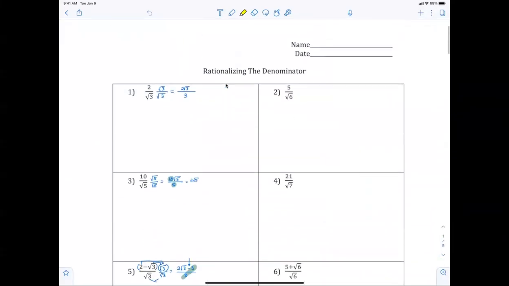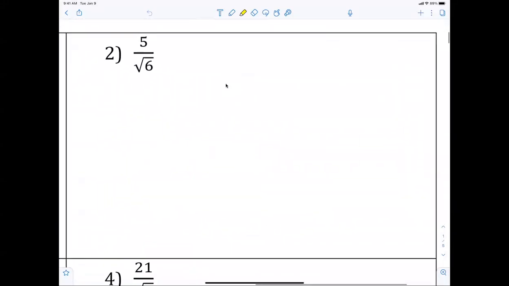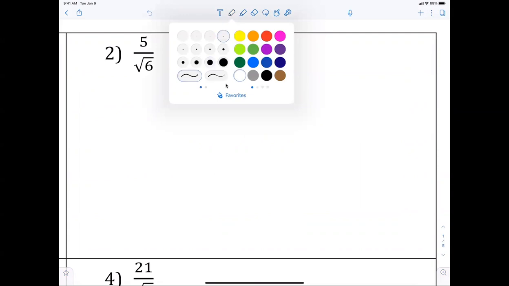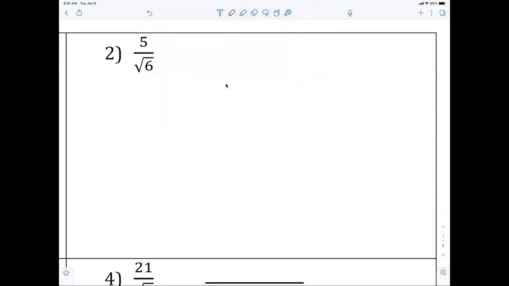All right, here we go. Now, for question number 2. What we do is we say that it is not possible to divide a rational number, which is 5. 5 is called a rational number. 6 is called an irrational number. So what we're trying to do is eliminate the radical that's in the denominator.